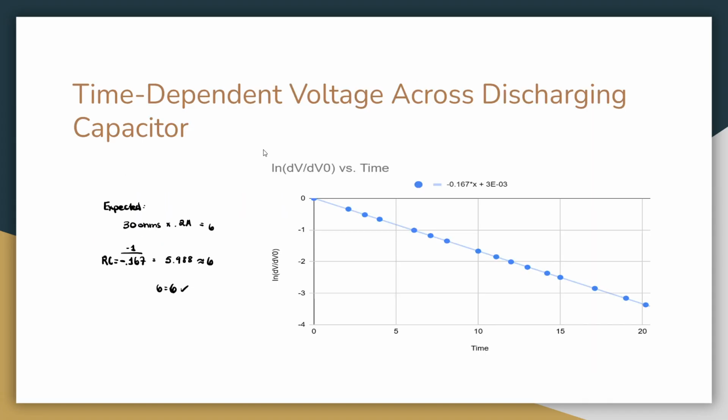Now using the linearization model, we took a bunch of data points within 0 and 20 seconds and linearized it due to this natural log right here. And based on this, the expected RC value would have been 6, and then our calculated RC value is the slope of this graph. So it would be 1 over this value, which is very close to 6, which means we were successful in our measurement.